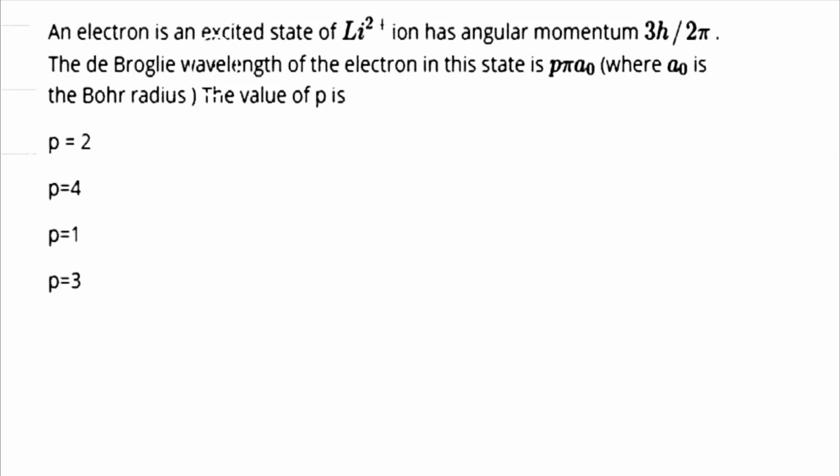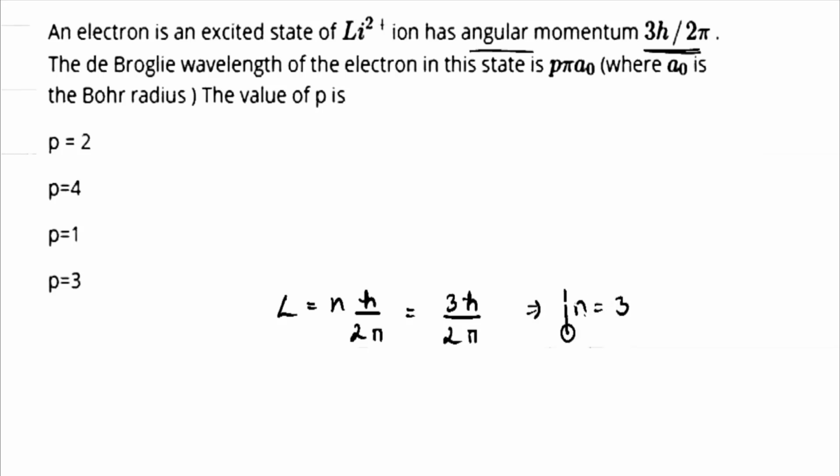So now we are given the angular momentum of the Li2+, that is 3h by 2 pi. We know that L is given as an integral multiple of h over 2 pi, and it is given equal to 3h over 2 pi. If I compare these two equations, we get n equals 3. Let it be equation 1. Further we can write L equals mv into r, that is equal to nh over 2 pi.